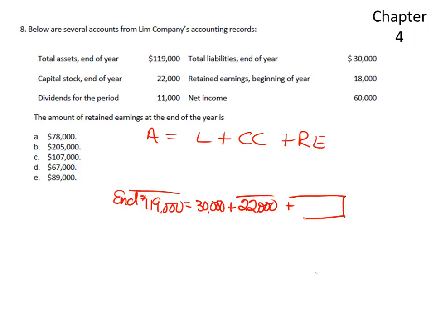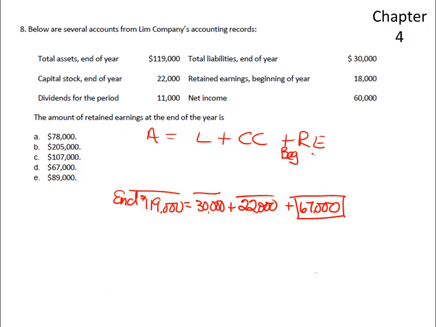So I can find ending retained earnings by knowing that assets equal liabilities plus shareholders' equity, and shareholders' equity includes contributed capital and ending retained earnings. So I can see that if I back into this correctly, ending retained earnings has to be $67,000.